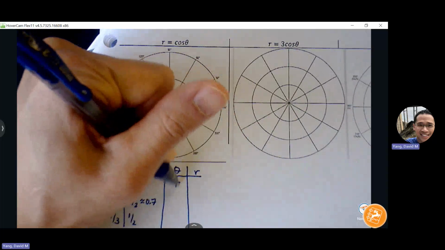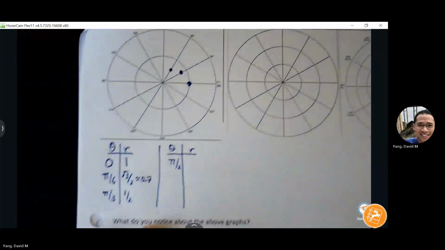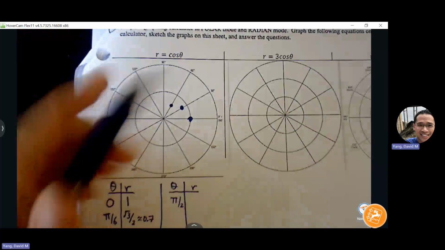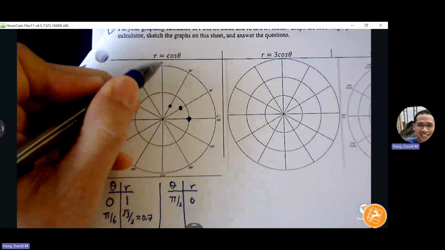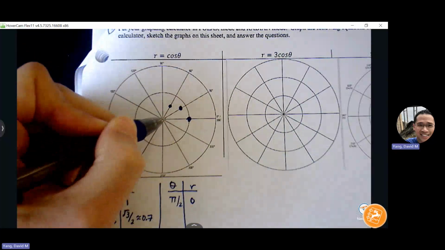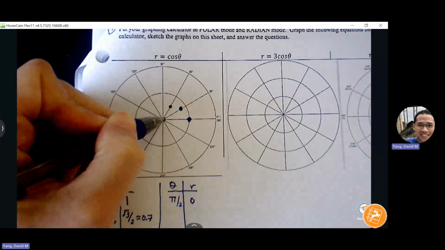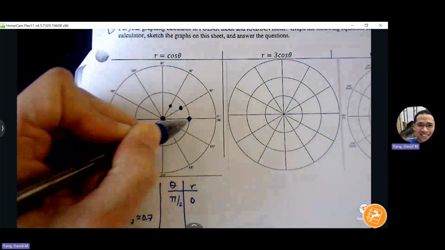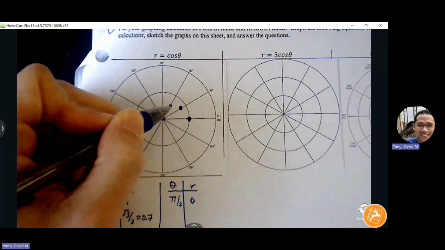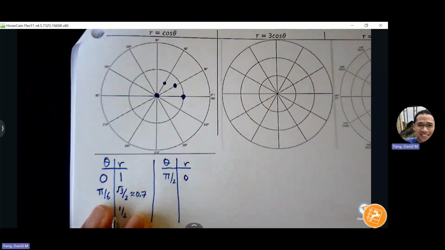Next up, let's try pi over 2. Yeah, so cosine of pi over 2 is 0. That means along this vertical axis it's going to go back to the pole. So you can imagine half a circle has been created, right? We're going to keep going until we get that circle created.